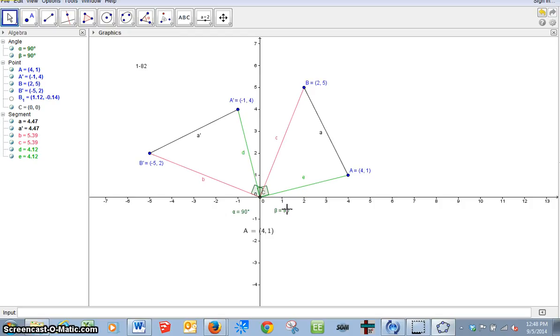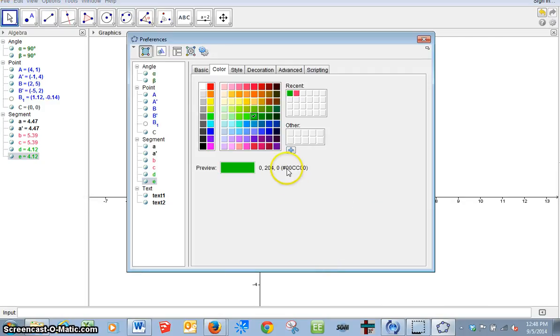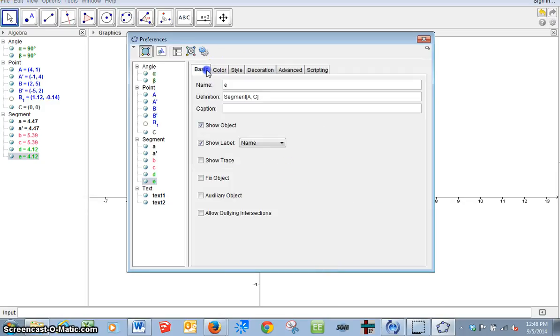So we can see that the angles formed by connecting the image points and the copy points to the origin or the point of rotation are 90 degrees. Let's see if we can get a value for the lengths of these segments.